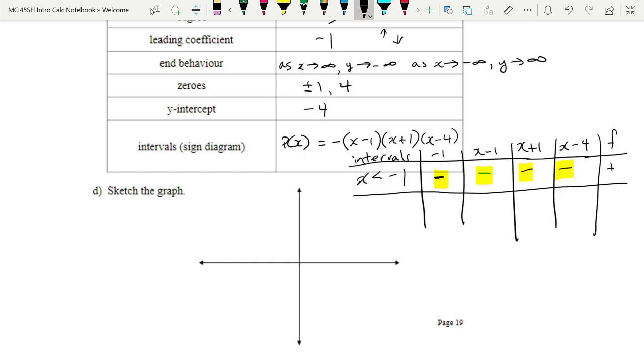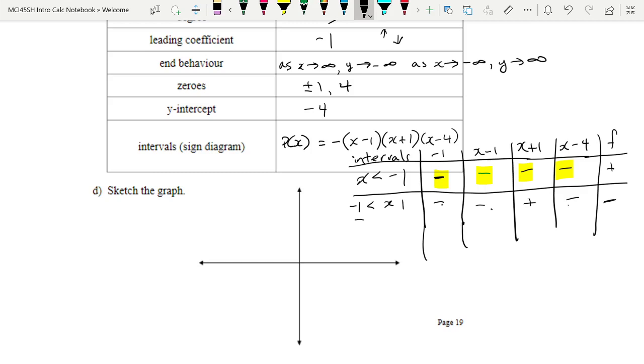For the second interval, when x is between -1 and 1, the logical number to pick between -1 and 1 is 0. So 0 doesn't affect the factor -1, that's still negative. And 0 minus 1 is negative, and 0 plus 1 is positive, and 0 minus 4 is negative. So I have a negative times a negative times a negative, which is a negative.